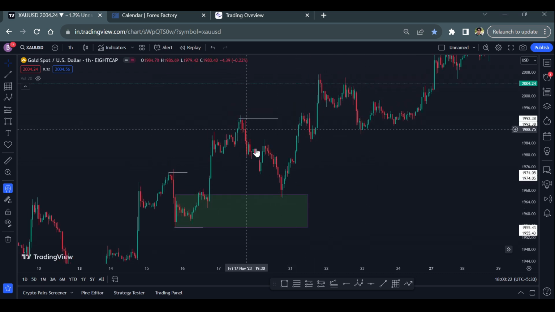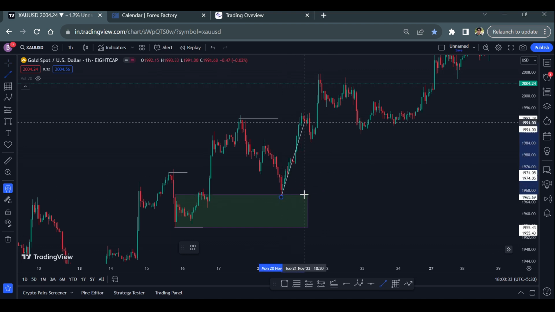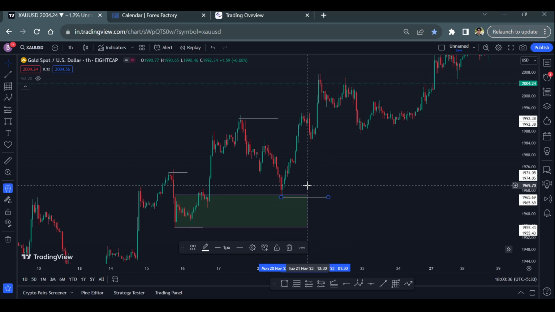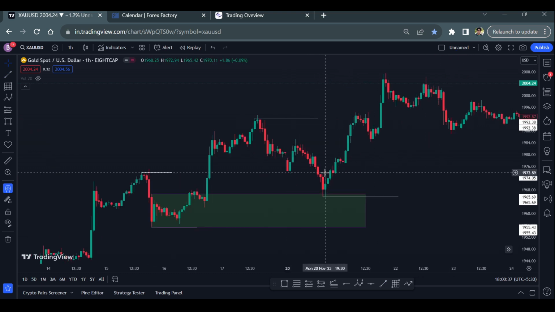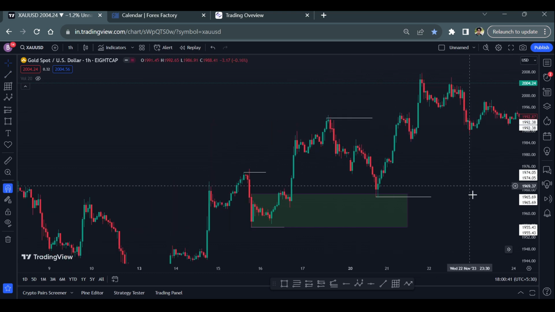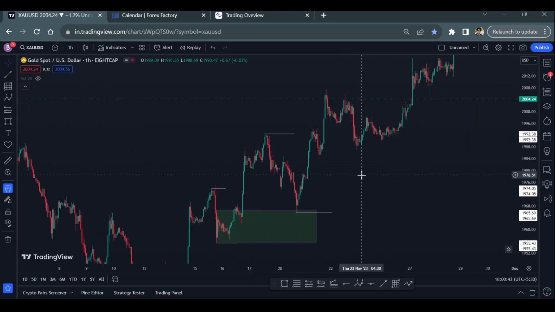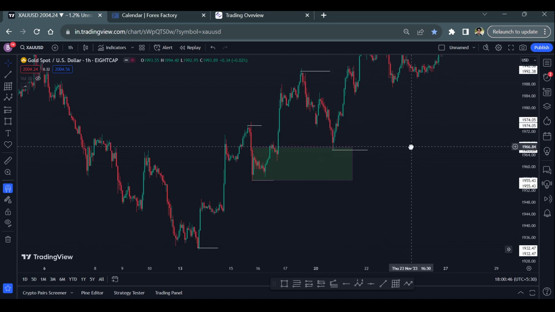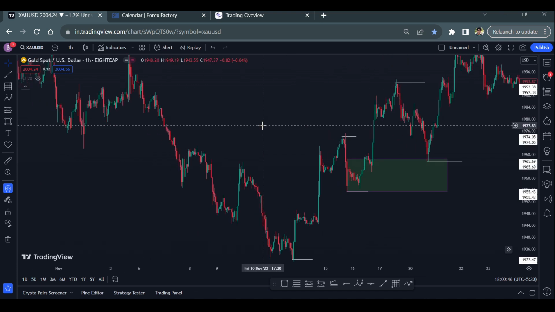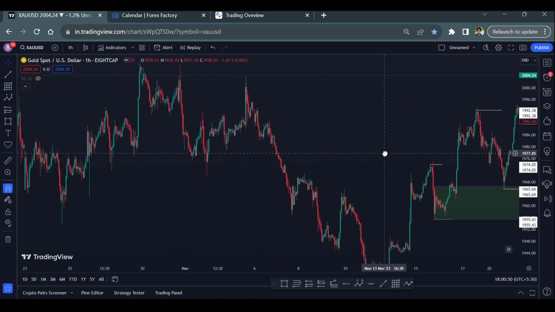If you see, price has retested this zone and created a low here. We say it is a low when the last bearish candle's high is taken by a bullish candle. Here the high was taken here, and after that it broke to the upside. So simply, in a bullish market, this is how it plays. Let me show you the bearish side as well.